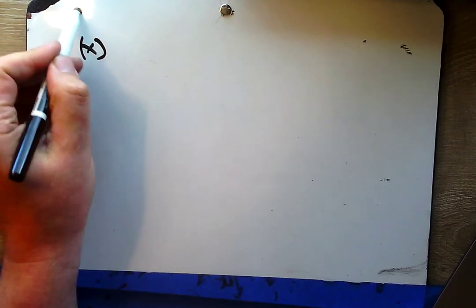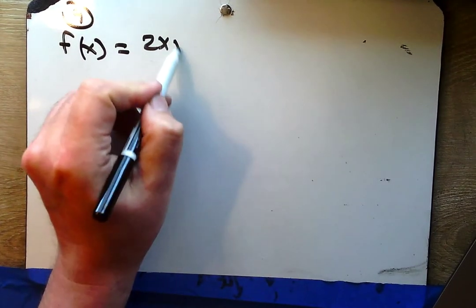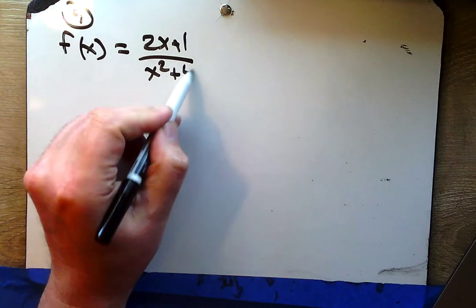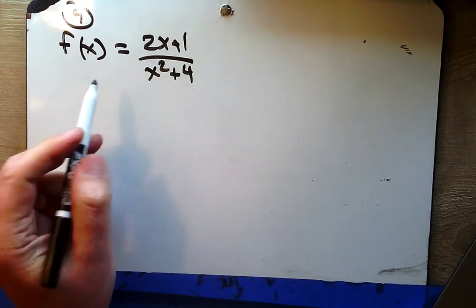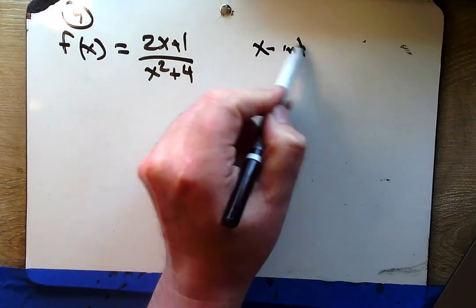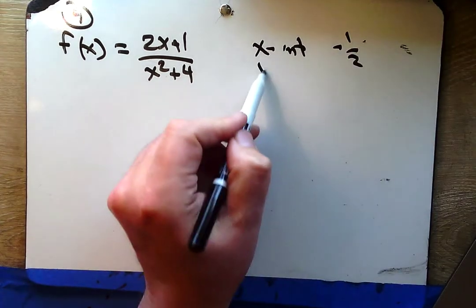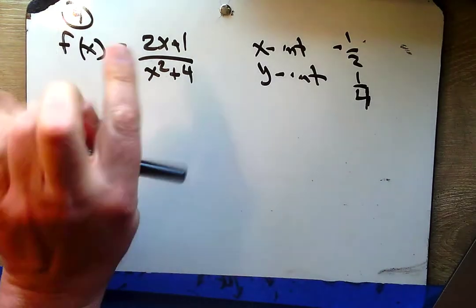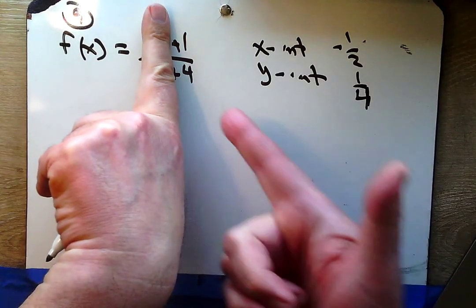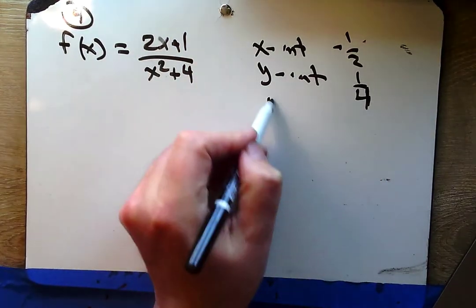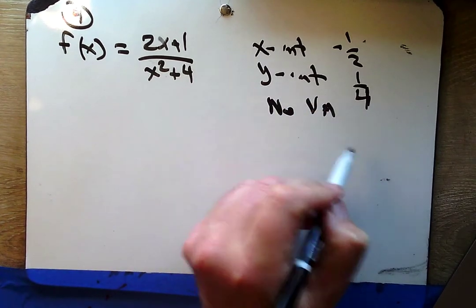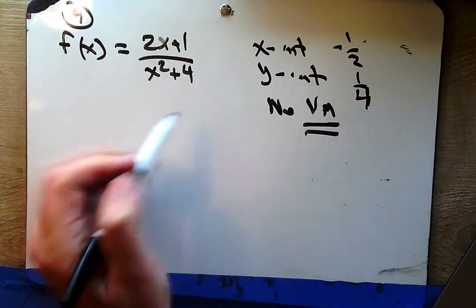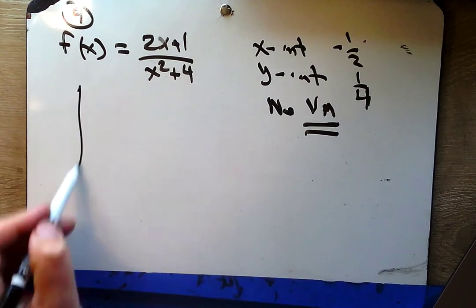Number 9 says f of x equals 2x plus 1 over x squared plus 4. So x-intercept, negative 1/2. Y-intercept, 1/4. I'm just literally plugging in zeros and seeing that fraction. No vertical asymptotes. No. Think about it. Think about it graphically.